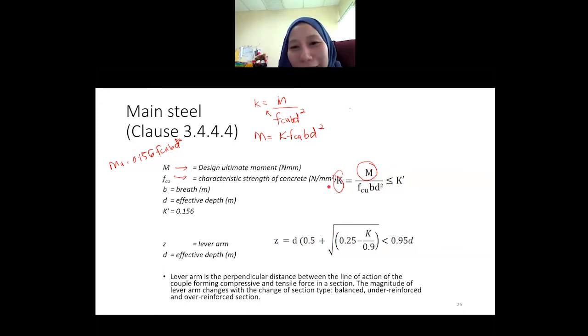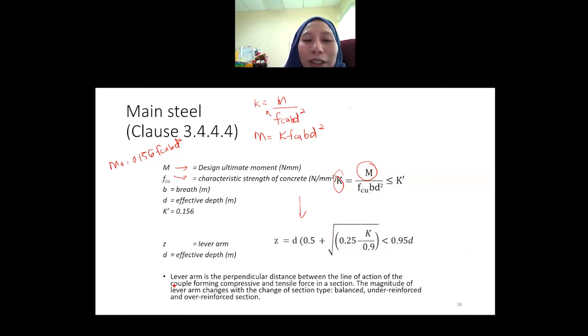Why do we need to calculate K? For the sake of calculating Z. So Z is equal to D in a bracket 0.5 plus the square root of 0.25 minus K over 0.9, and must be less than 0.95D. There is always a reason why it must be less than 0.95D and so on. Later I will explain when we do the calculation. When we do not do the calculation, it is difficult to explain.